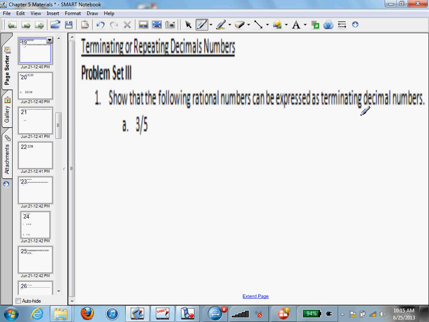So if we take the numerator divided by the denominator, or if you say this in your calculator, 3 divided by 5 in this case, you're going to yield something like 0.6.